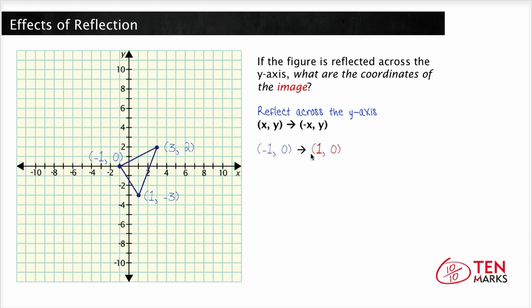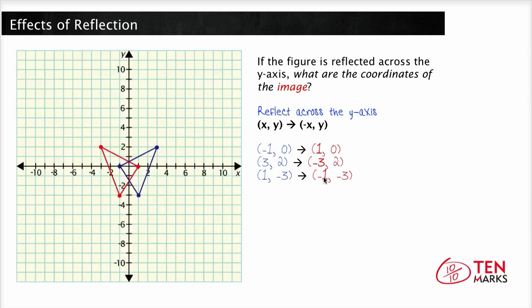negative 1, 0 becomes the opposite of negative 1, which is positive 1, and then 0 stays the same. For 3, 2, here you could see that the opposite of 3 would be negative 3, whereas the 2 stays the same. Same goes for the final point, where you could see that 1, negative 3 now becomes negative 1, negative 3. So the coordinates of the image will be these 3 coordinates in red. Now let's see what the image looks like.